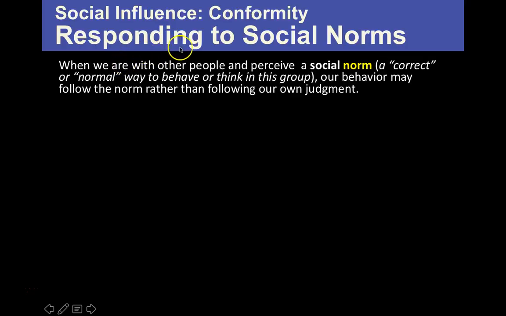So when we're with other people and perceive a social norm, a correct or normal way to behave, our behavior may follow the norm rather than following our own judgment. So the norm that's set up in this particular trial is what the other people are saying. Asch's question is, are people going to follow their own judgment or go with the norm?